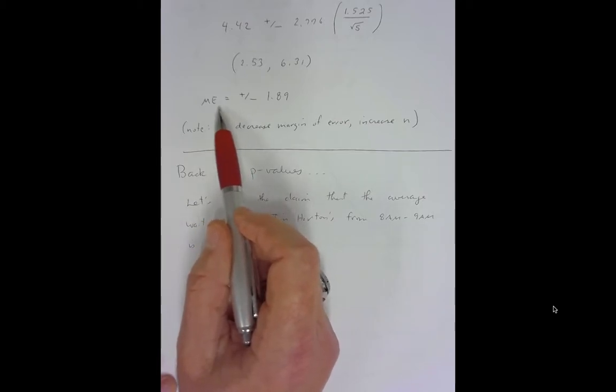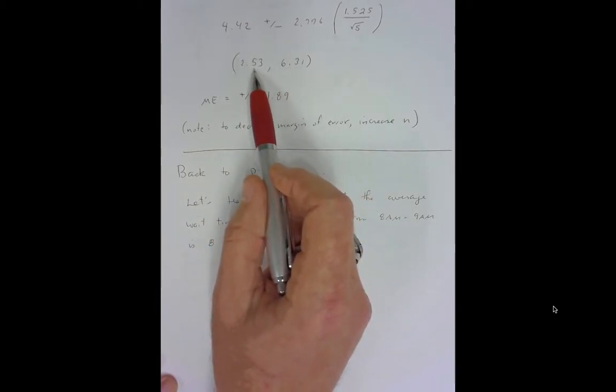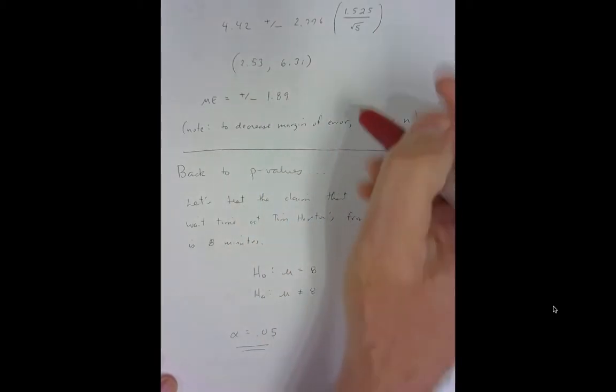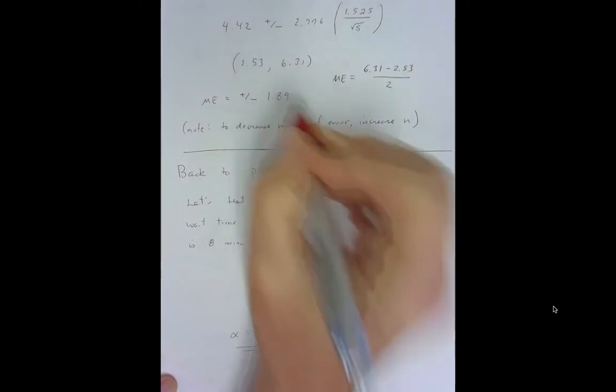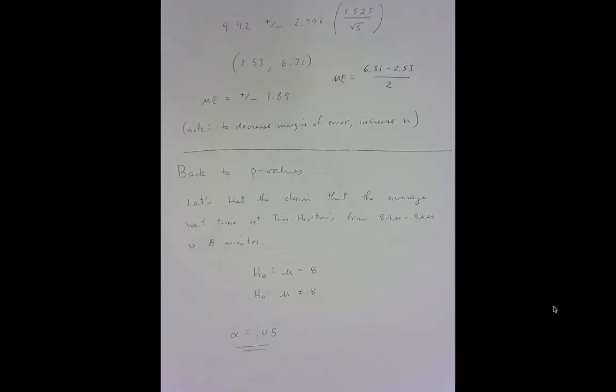Margin of error is easy to find. Take the big number minus the small number divided by 2. And you get plus or minus 1.89.